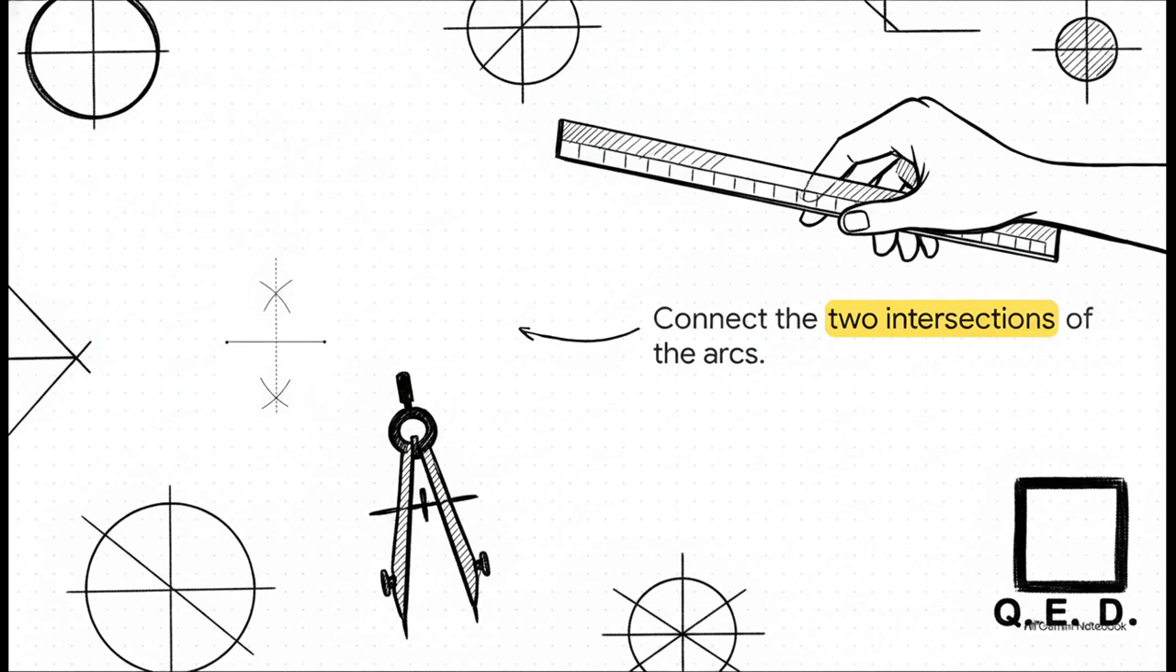Boom! You've now perfectly bisected the original segment, cutting it exactly in half. And you did it without ever once measuring it with a number. You literally proved it was exactly in the middle just by using the symmetrical logic of those compass arcs.